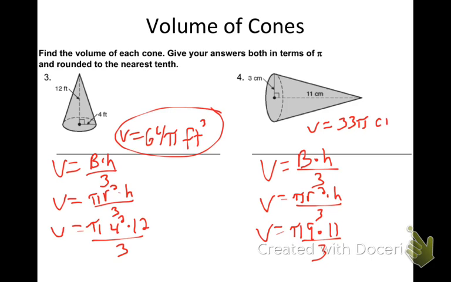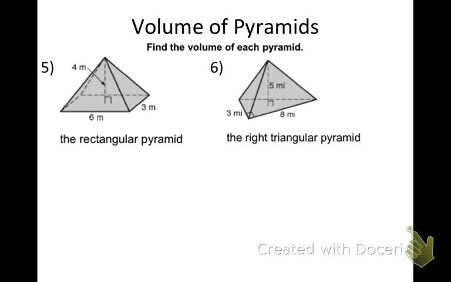33 pi centimeters cubed. Nice job. Doing pretty well. Take a couple seconds and try these two on your own. So number 5 here. It is the volume, area of the base times the height divided by 3. What do you get for the volume of that?